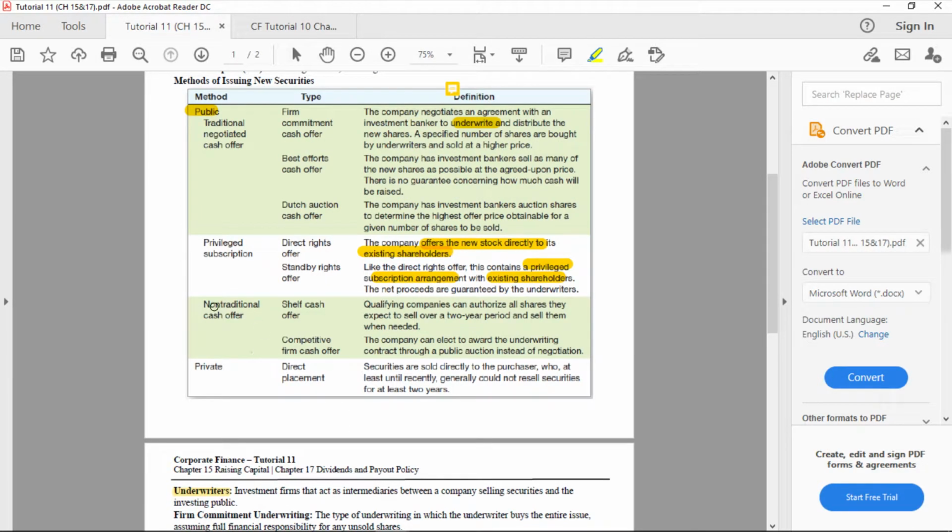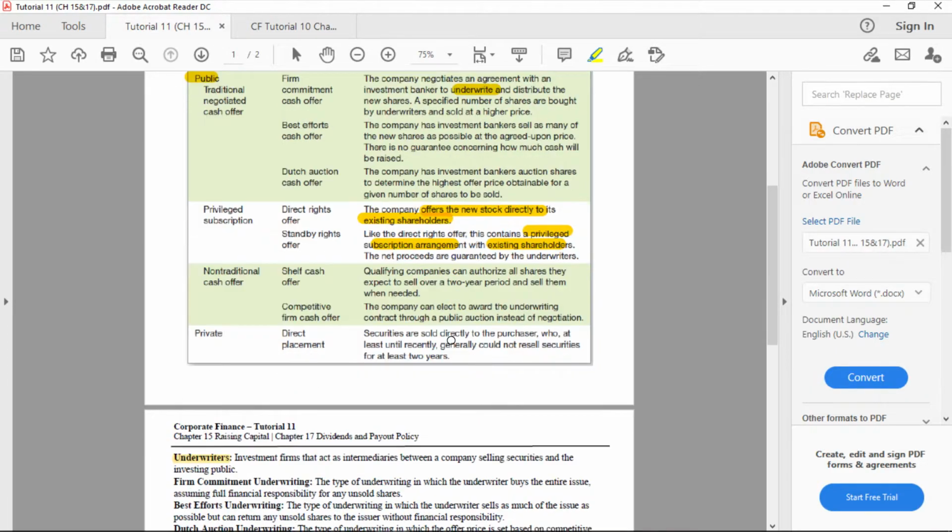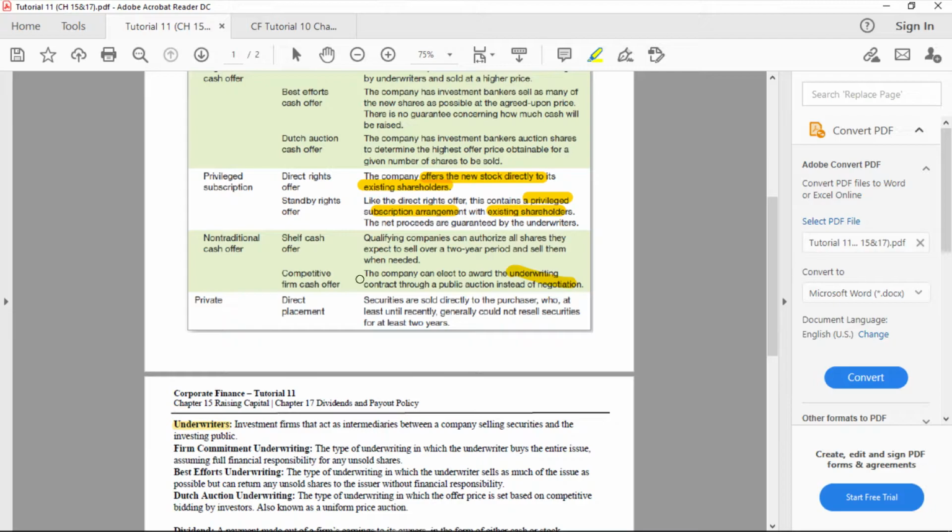And the third one is non-traditional cash offers. There are two types: the shelf cash offer and the competitive firm offer. The first one is that qualifying companies can authorize all shares they expect to sell over a 2-year period and sell them when needed. And the second one is that the company can elect to award the underwriting contract through a public auction instead of negotiation.